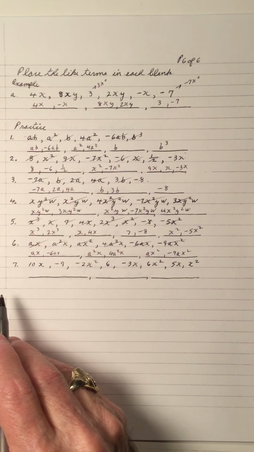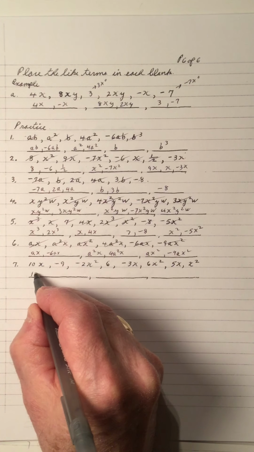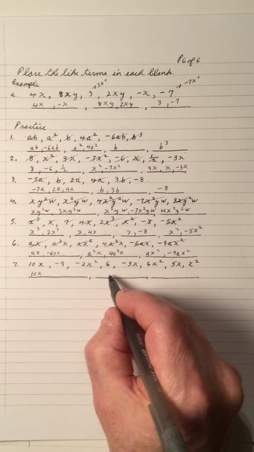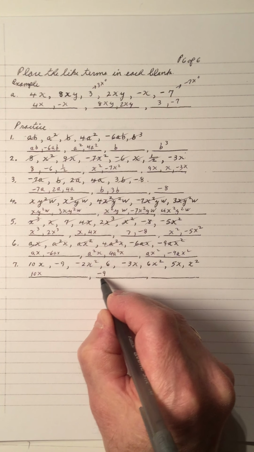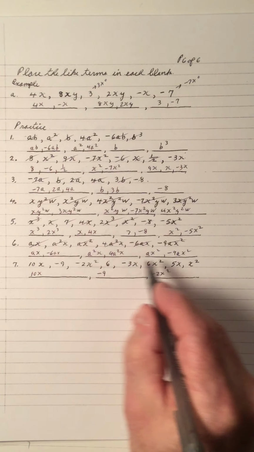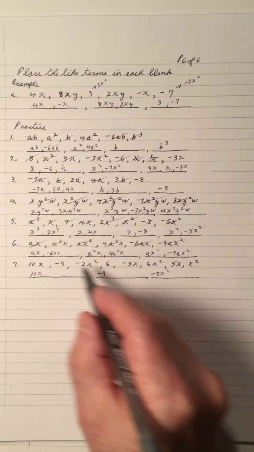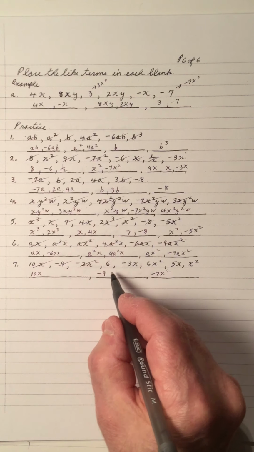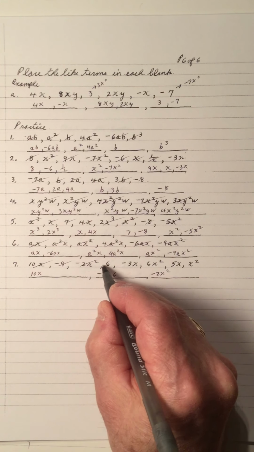Number 7, here we go. Put the 10x there. Negative 9 is a constant, so that's different. The negative 2x squared is different, so the 3 of these are different. They're done. Where does the 6 go? It goes with the negative 9 because it's constant. There's no x.